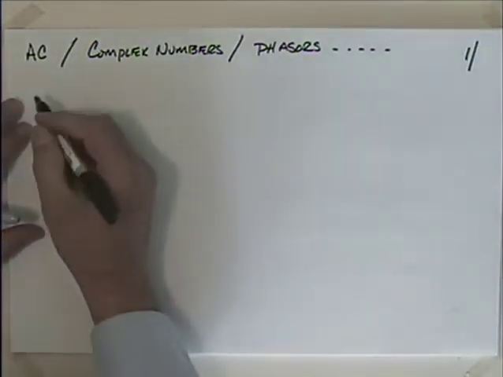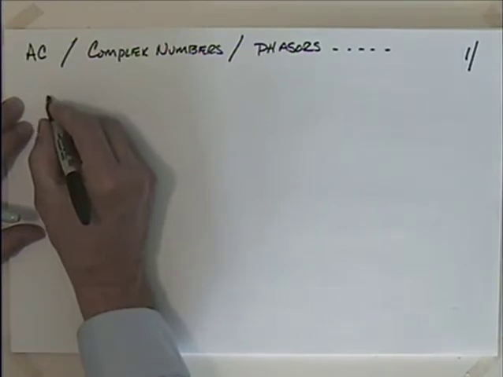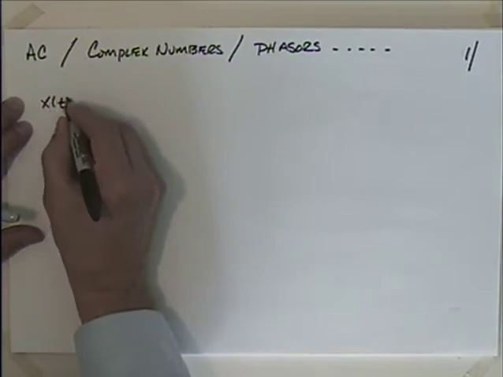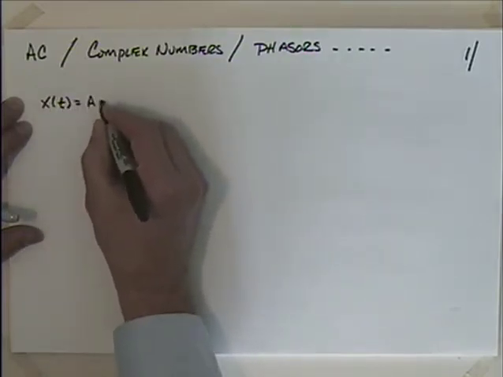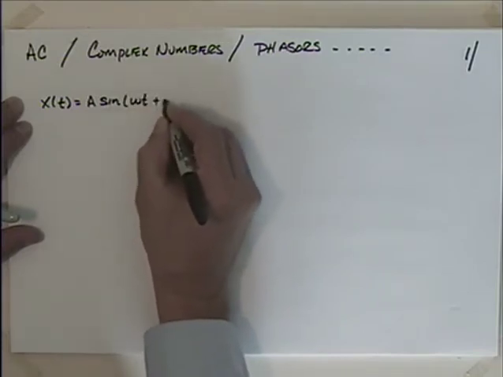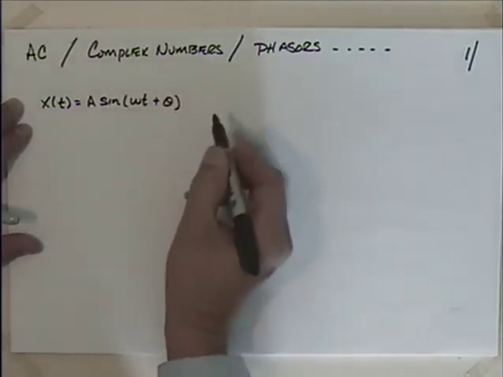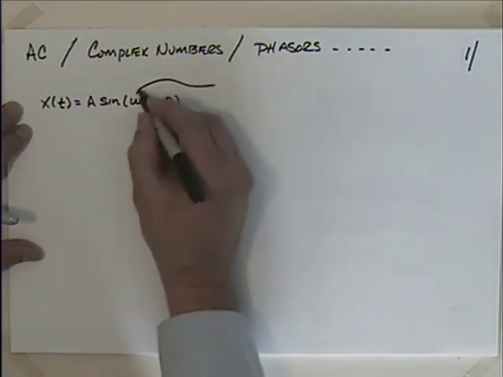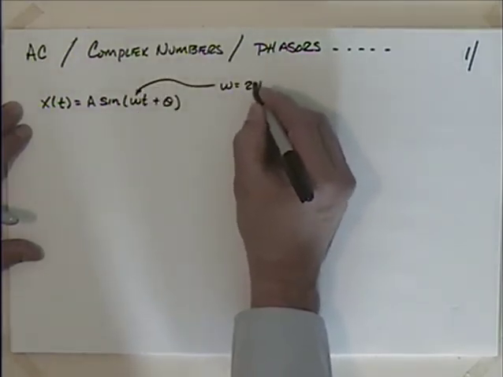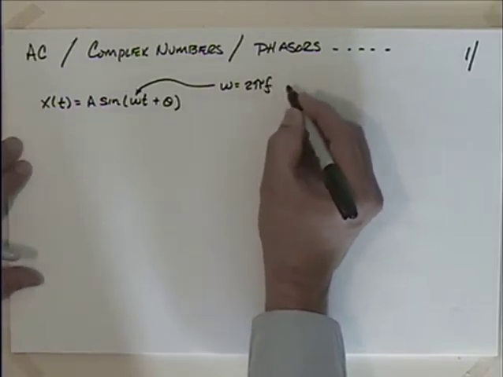Well, last time we looked at something that we could represent with a sine or a cosine, where we said that some function x of t might be equal to some amplitude times the sine of omega t plus some phase shift theta. And I don't know that we talked about it last time, but remember that omega was equal to 2 pi times the frequency f.